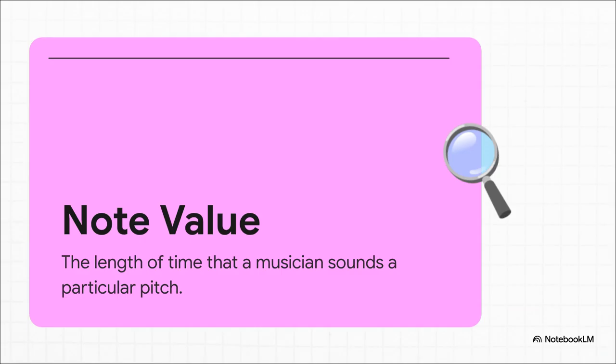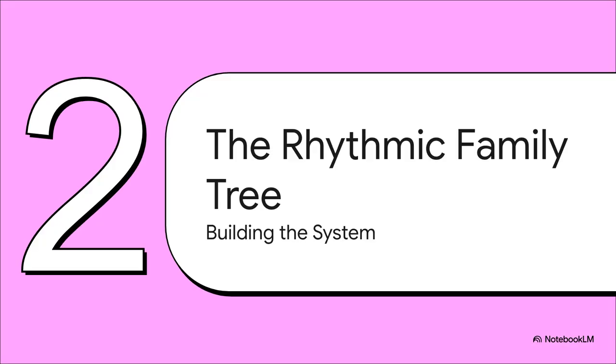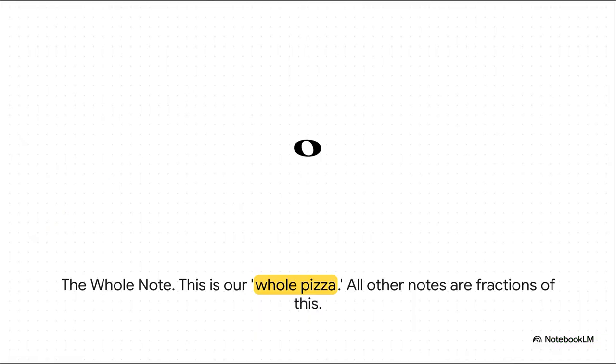So in the world of music theory, this whole system of relationships has a name: note value. And really, it's just a way of showing how long you sound a certain pitch, all based on how it connects to everything else. It's how all the puzzle pieces of rhythm lock together. Okay, so let's build this whole system out, starting from the top. We'll begin with our whole pizza. Right at the top of this rhythmic family tree, we've got the whole note. This is our OG note, the ancestor of all the others. It's our whole pizza before we've made a single slice.